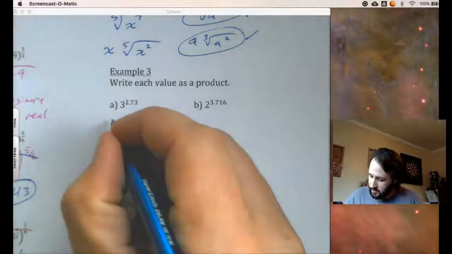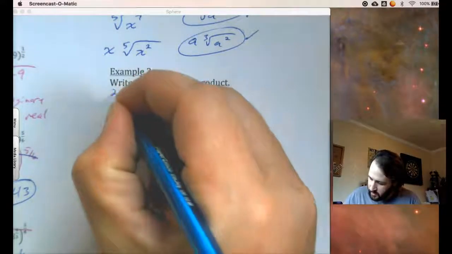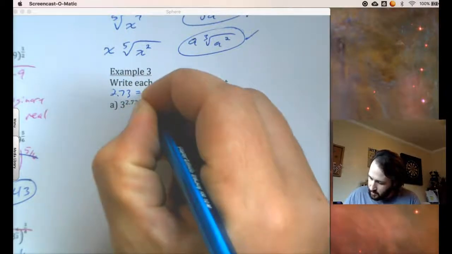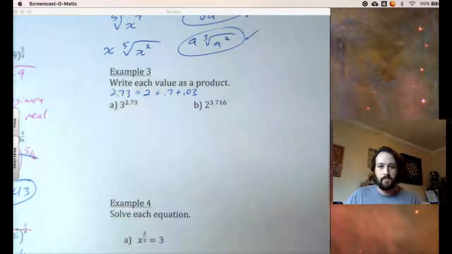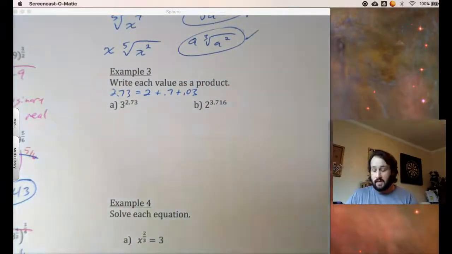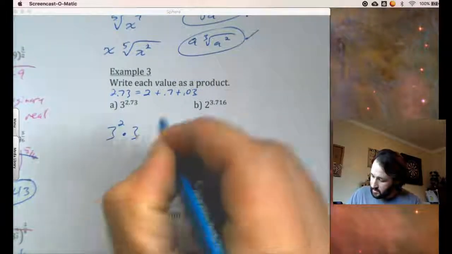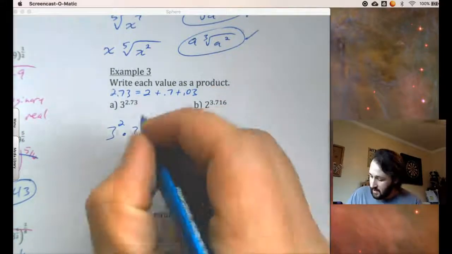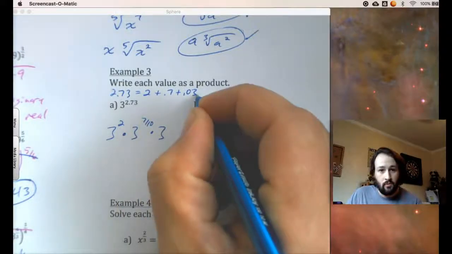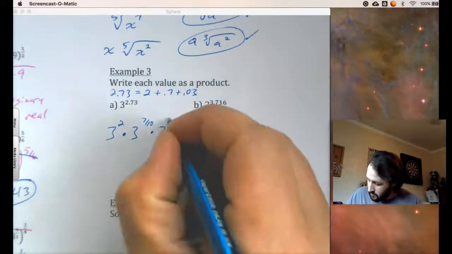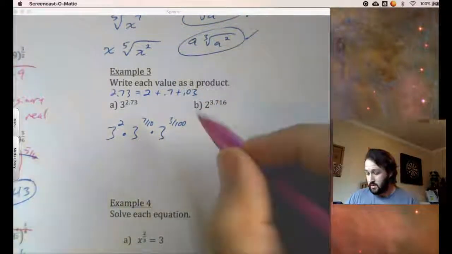What Apex is going to do is they're going to say that 2.73 is the same thing as 2 plus 0.7 plus 0.03, right? So they're going to take these as the exponents. So 3 to the 2nd times 3 to the, they're going to make this 0.7 as 7/10, times 3 to the 3/100ths. That's how they're going to split it up. So similarly, do another one.